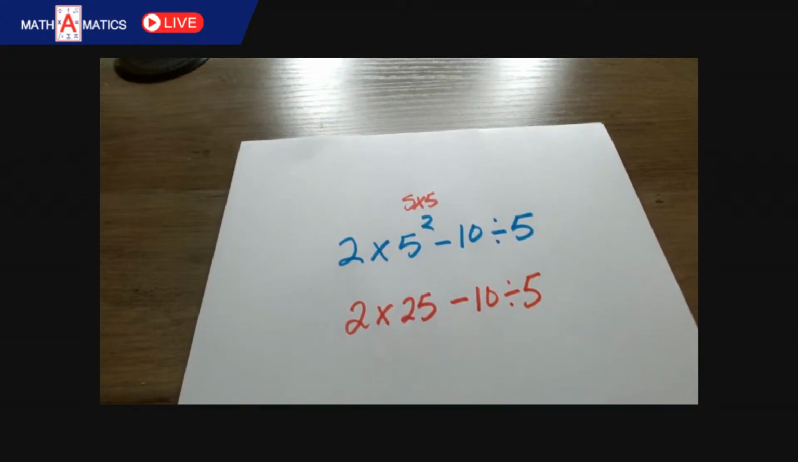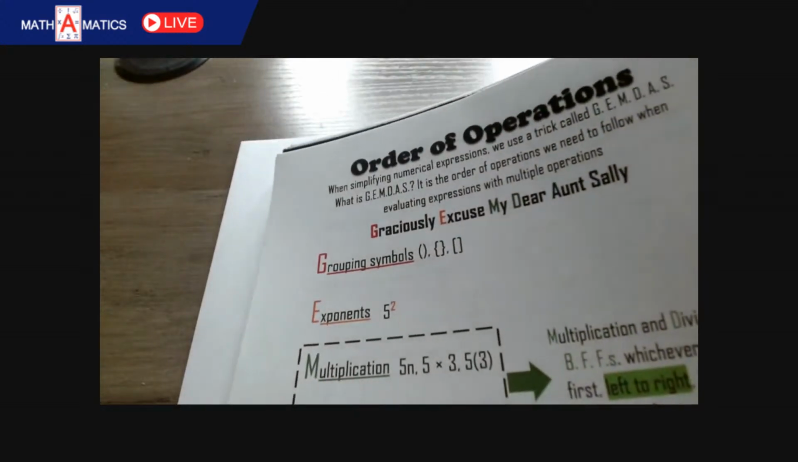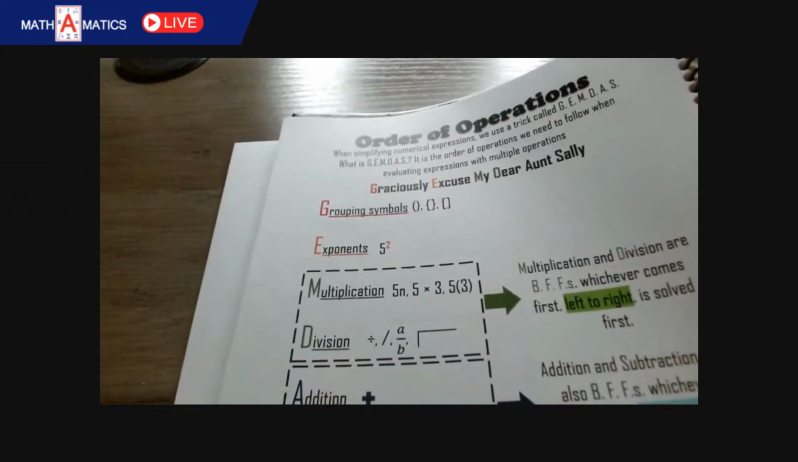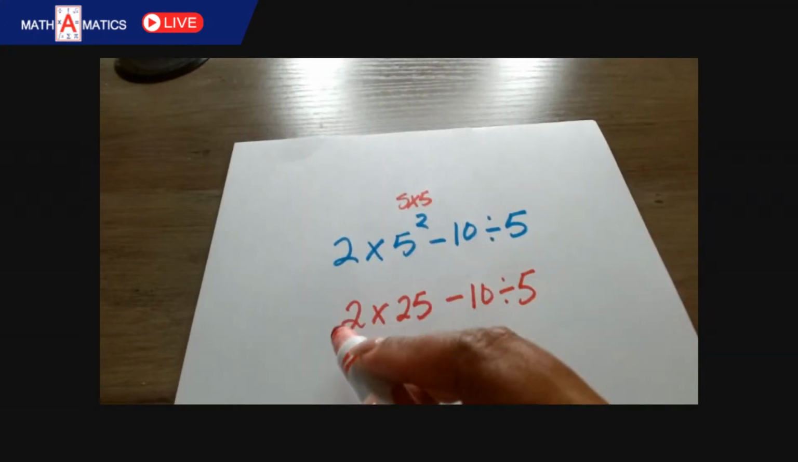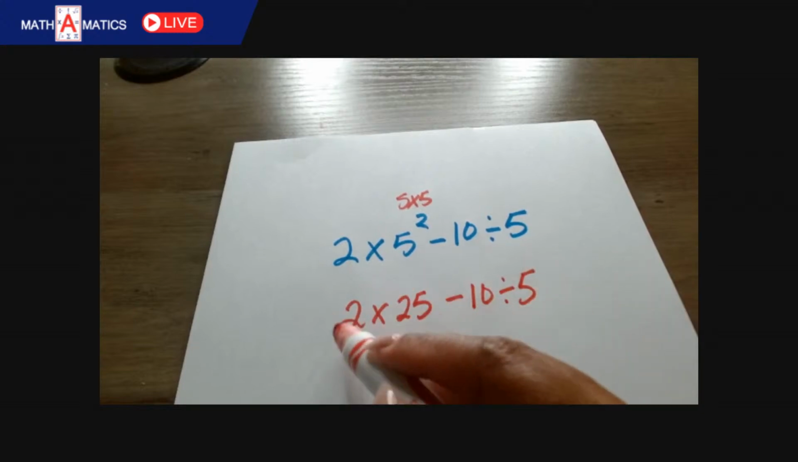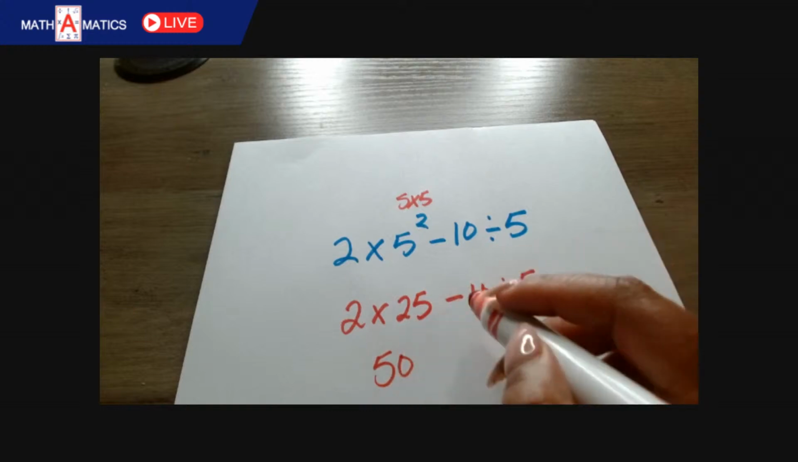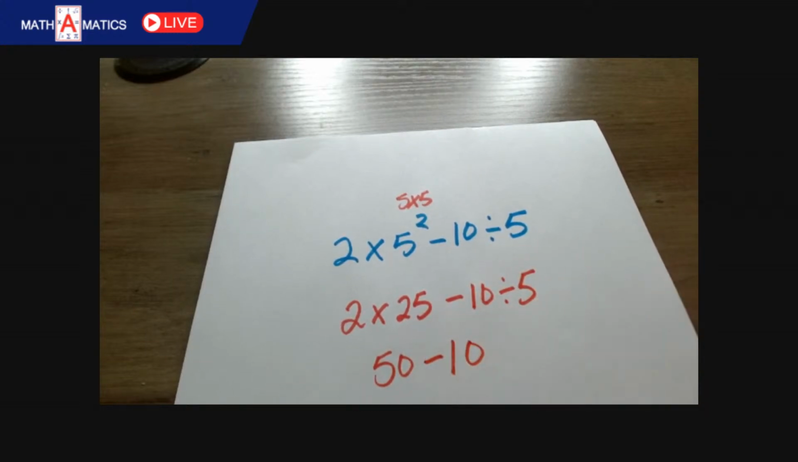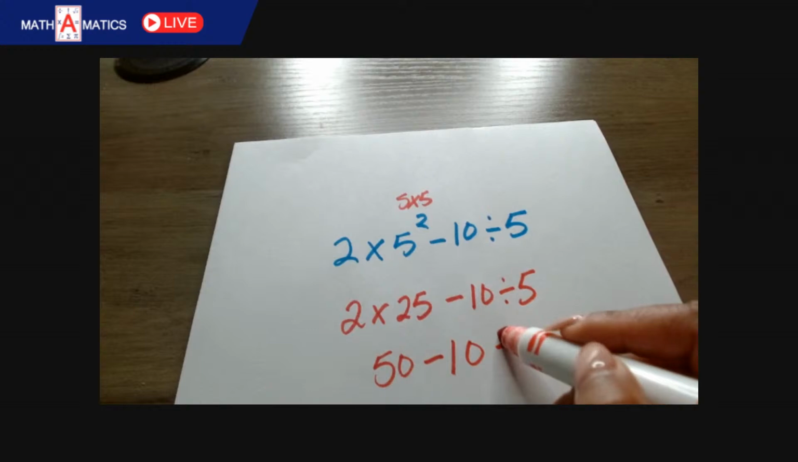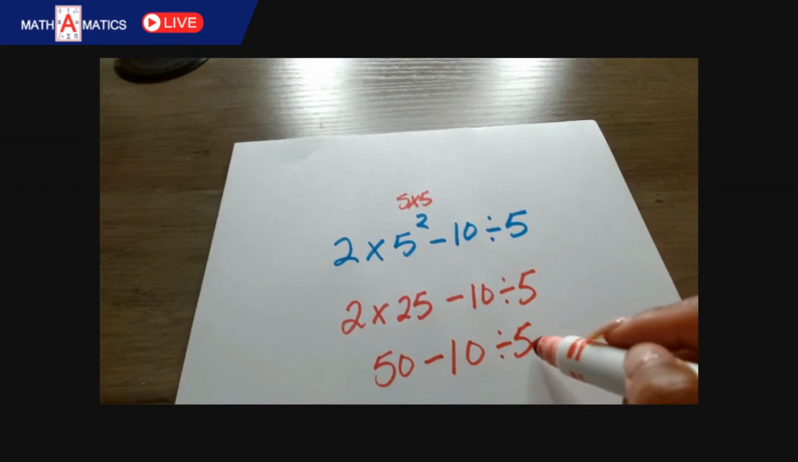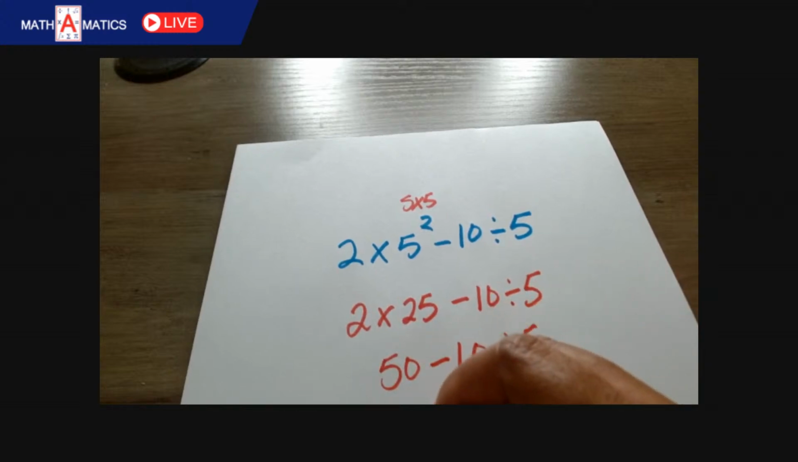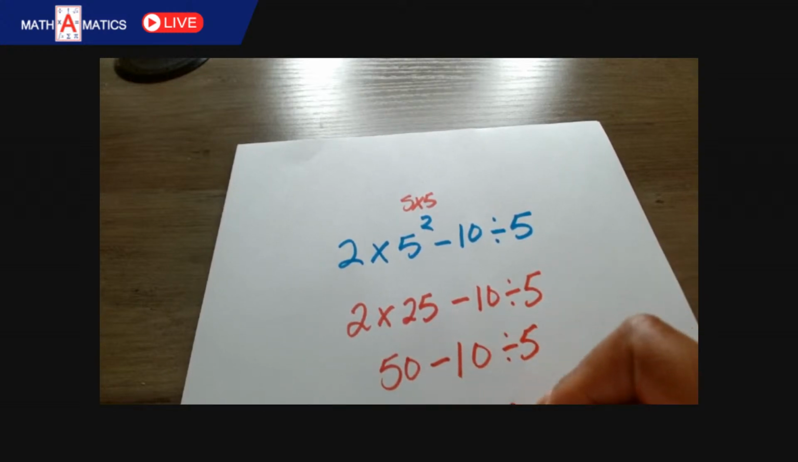And so sticking with our GEMDAS here, the next is multiplication or division. And like I said before, they're on equal playing fields. So we go from left to right of our problem. Left to right, we encounter 2 times 25 first, which we know is 50. And then this is subtraction, so we're just going to rewrite that. And then this is our 10 divided by 5. So now we are actually going to divide 10 divided by 5, which will be 2. So we're going to get 50 minus 2.